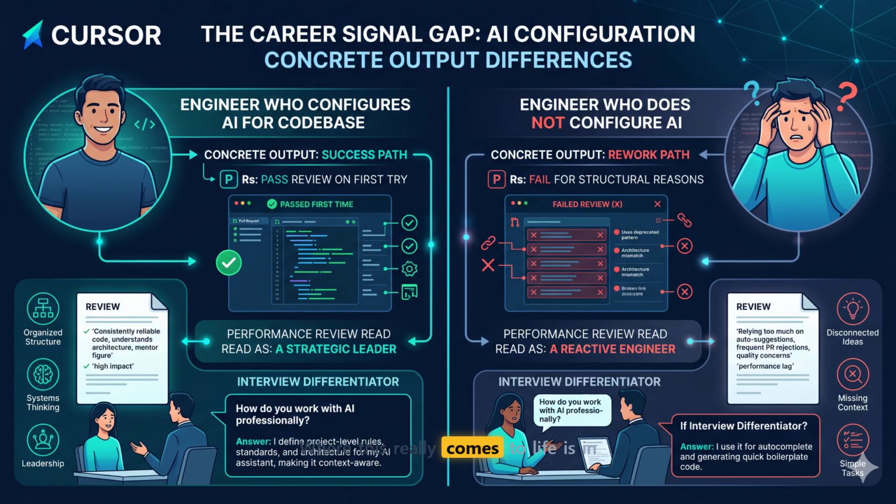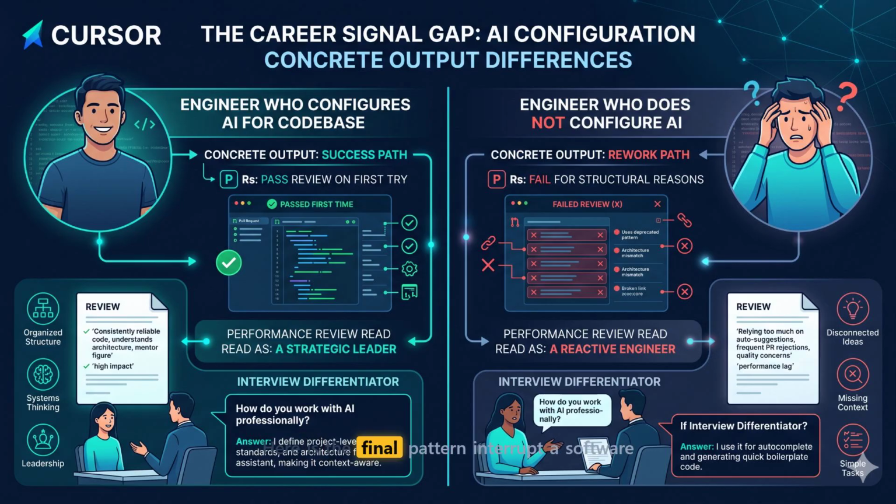Where this really comes to life is in a professional setting, shown in the interview sections at the bottom. Most software engineers, when asked in an interview how they work with AI tools, give that junior level answer you see on the right. I use it for autocomplete and boilerplate. That answer tells an interviewer absolutely nothing about your technical process. A candidate who gives the senior level answer on the left, I defined project level rules, standards, and architecture for my AI, making it context aware, is describing a professional systematic AI strategy that sets them apart immediately.